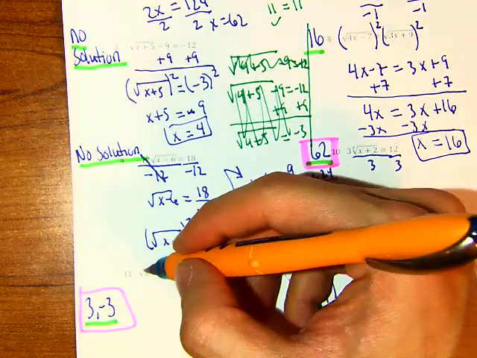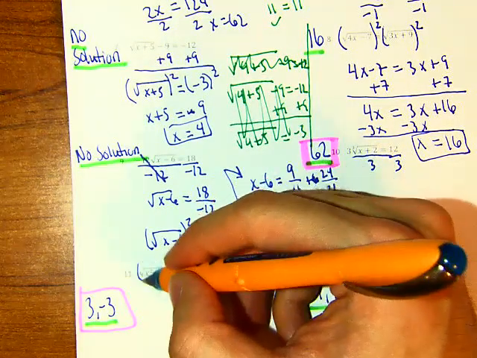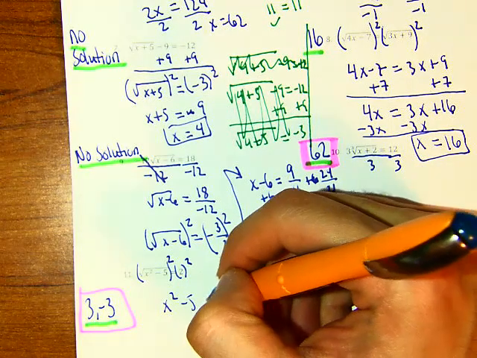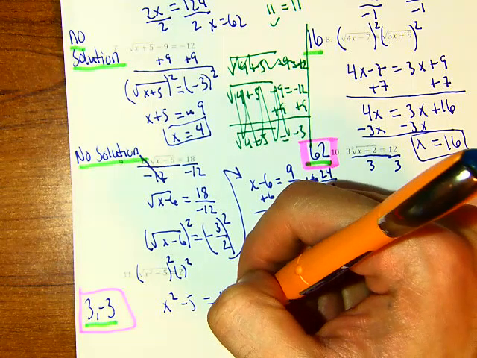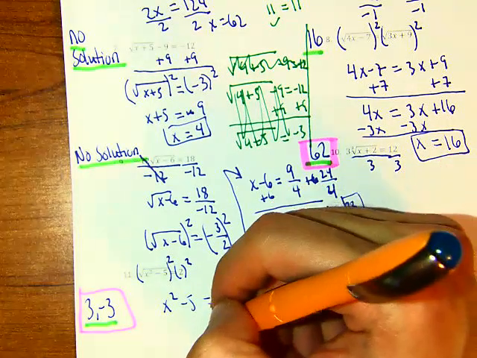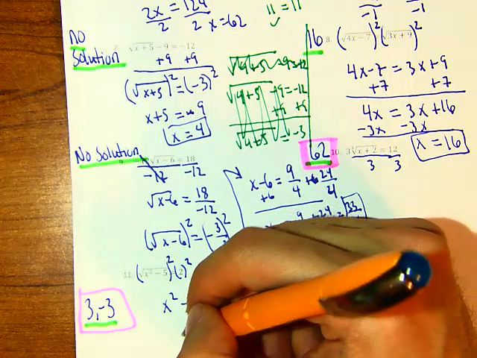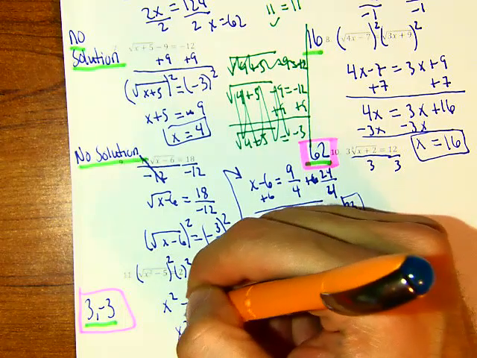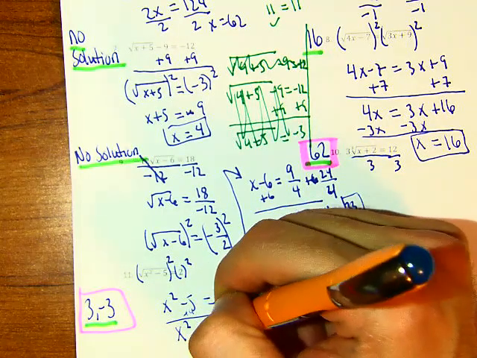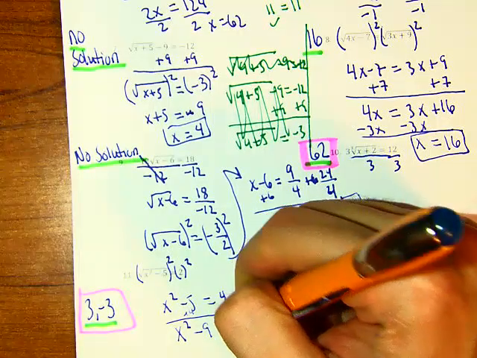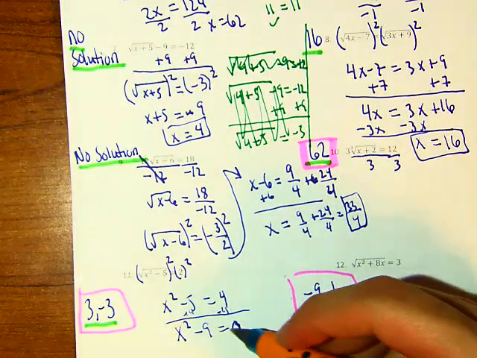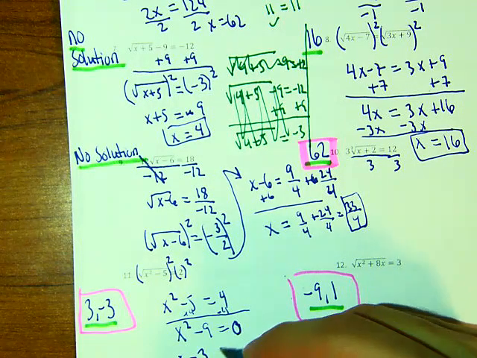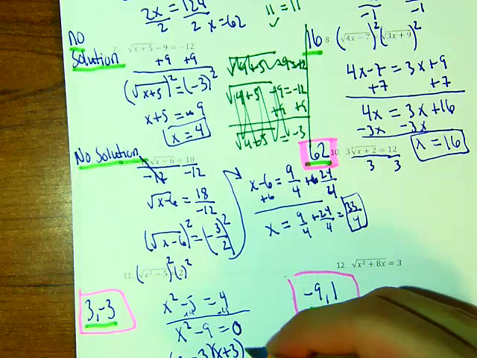Here, you have square root of x squared minus 5. So let's square both sides. And now you have x squared minus 5 is equal to 4. Now here, what do we do? Remember, what we want to do is minus 4, minus 4. Now we have x squared minus 9 equals 0. And now here, the reason we wanted to do that is because now we could factor. This is difference of perfect squares. This factors to x minus 3, x plus 3, and that equals 0.